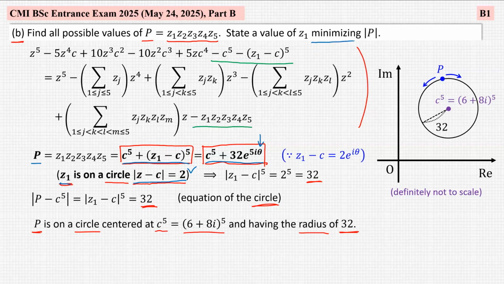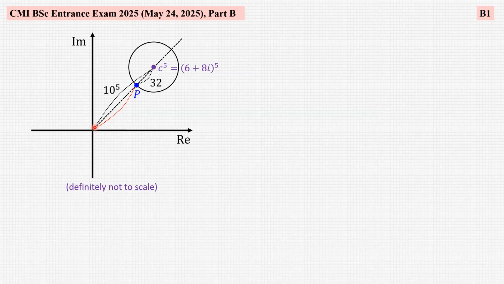Let us now consider the minimum value of absolute value of p. Absolute value of p is the distance to the point corresponding to p from the origin. And we know that this distance is minimized when p is located at the nearer intersection point where the ray passing through the center of the circle meets the circle itself. Therefore, the minimum value is distance to the center of the circle, absolute value of c to the 5th power, minus the radius 32, which gives 10 to the 5th power minus 32, hence 99,968.